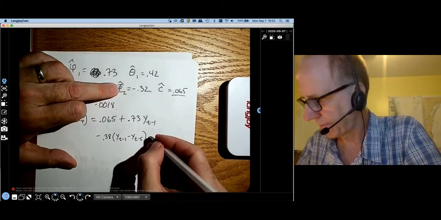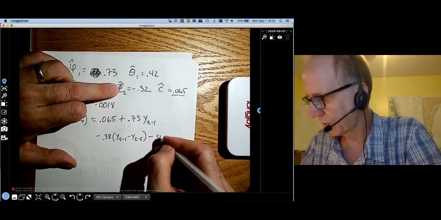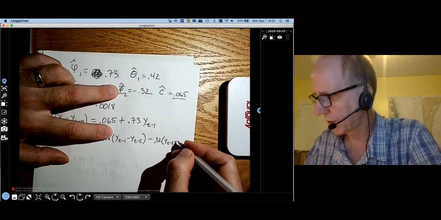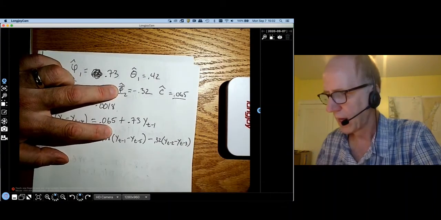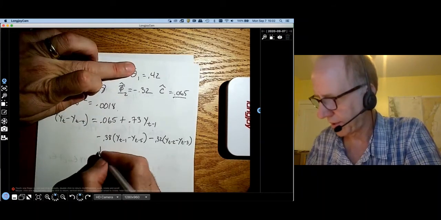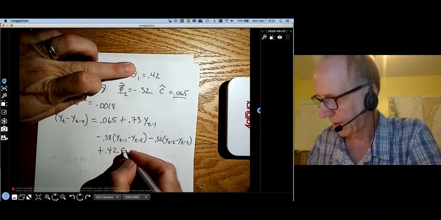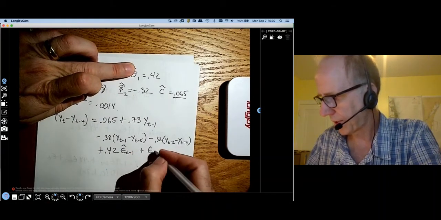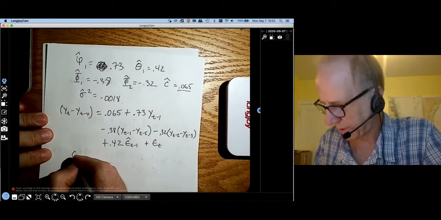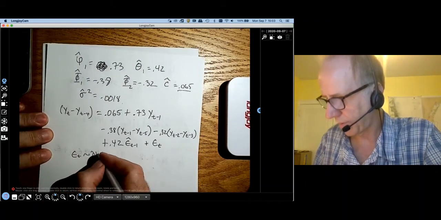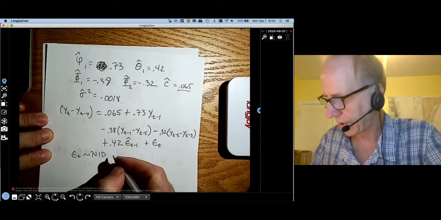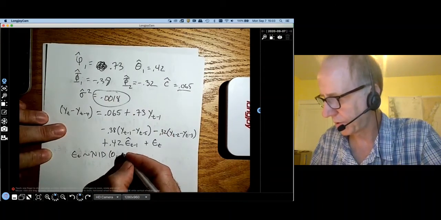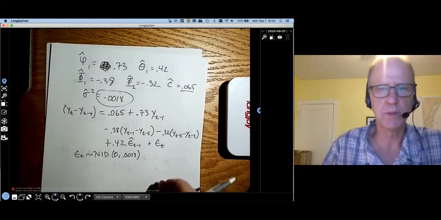Then let's do the next one. Minus 0.32. This is going to be 2 periods lagged. So y t minus 2 minus y t minus 3. Then what we have is plus 0.42 epsilon hat t minus 1 plus epsilon sub t. And our epsilon t's are distributed normally, independent of each other, mean 0, and the variance is 0.001. So that's the model that we've come up with.